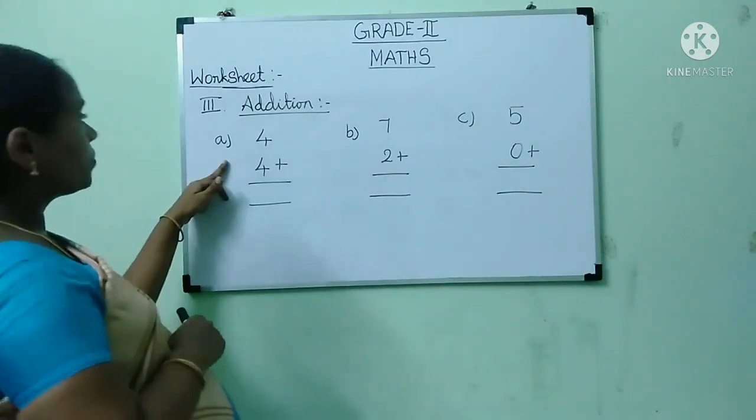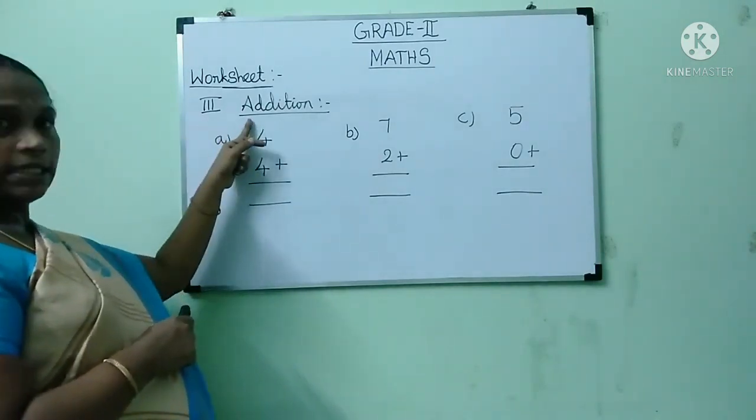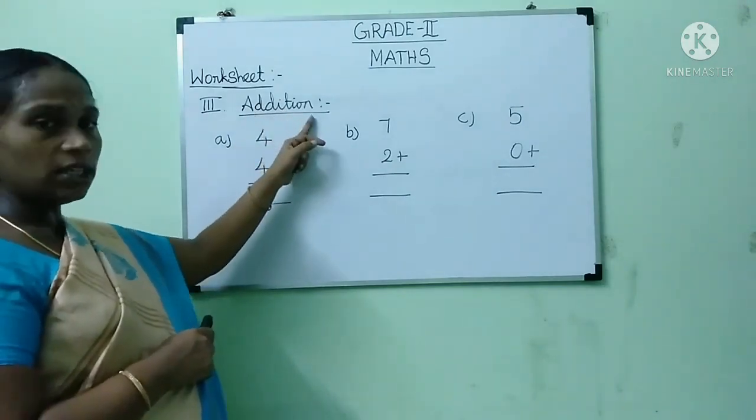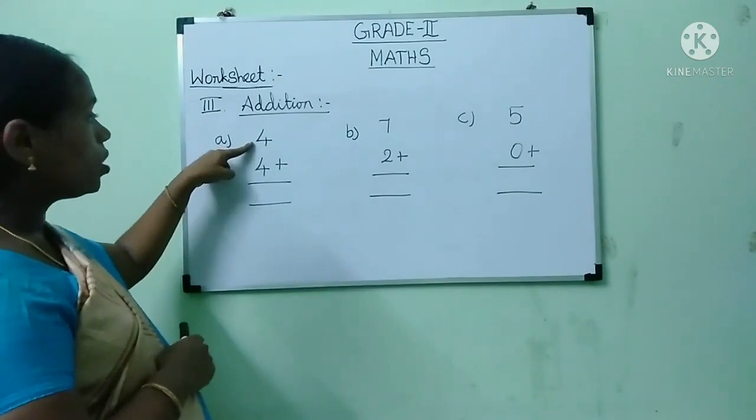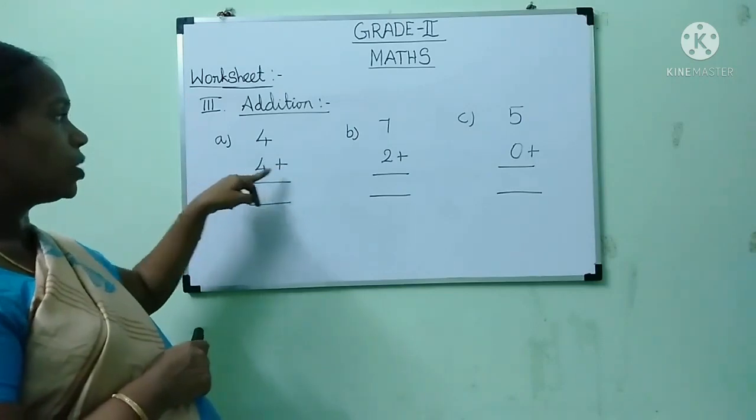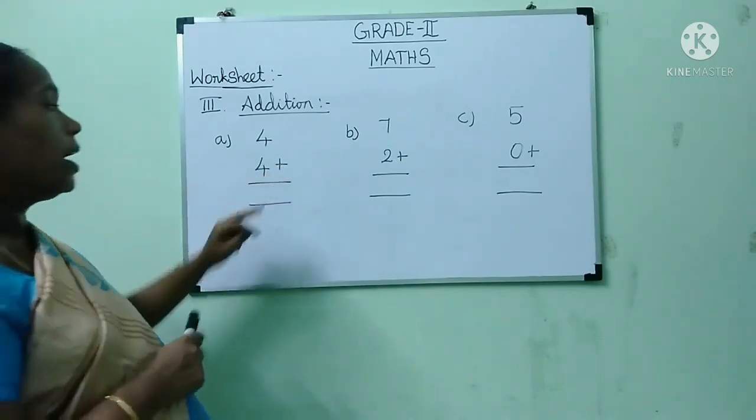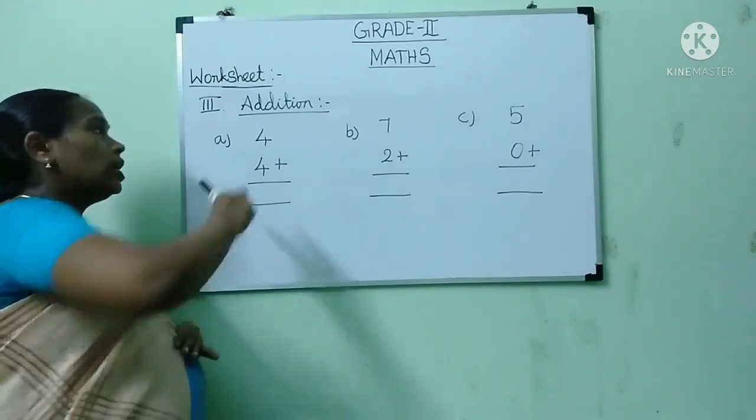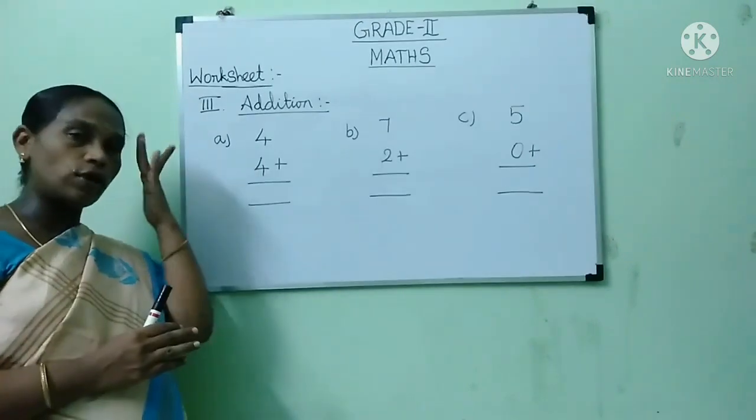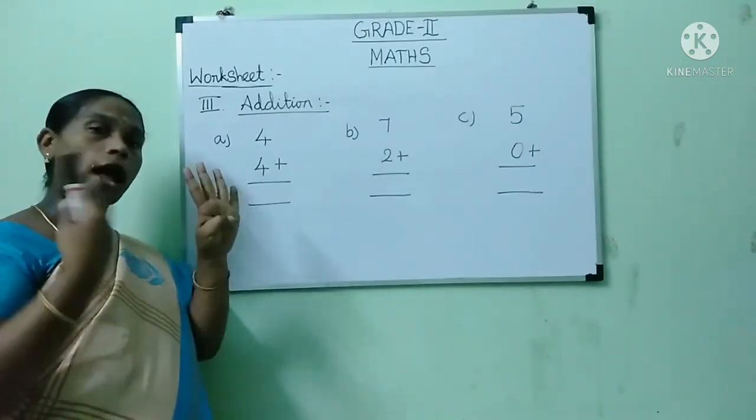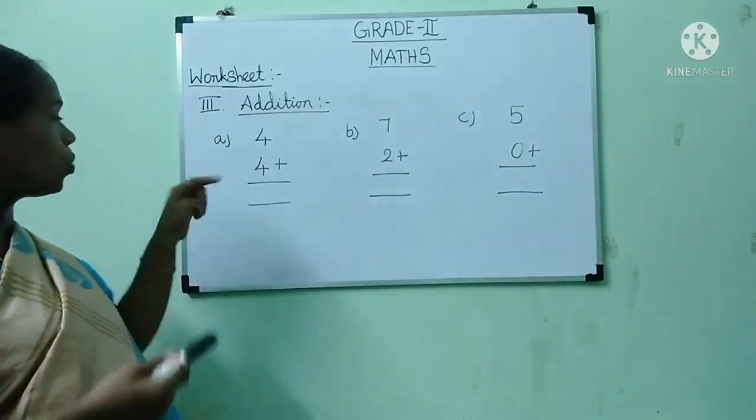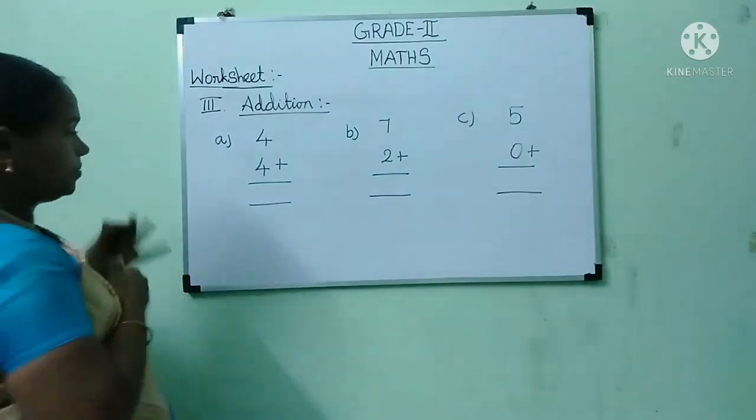The first sum, third Roman, addition. Addition, the first sum 4 plus 4. So what is this? 4 plus 4. What is the symbol? Plus symbol. Okay. Plus means addition. The first number in the mind, 4 in the mind. The second number also 4, in the finger. 4, after that 5, 6, 7, 8. So what will come as the answer? 8.